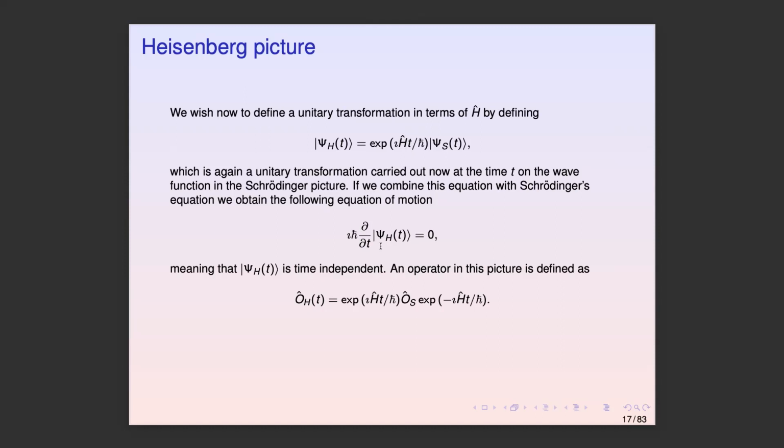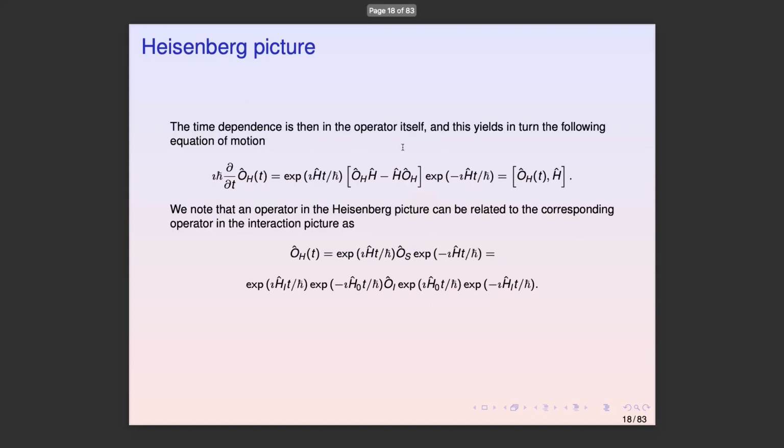So there are different simplifications with the different pictures. So just keep that in mind. And they're all related by a unitary transformation. And then we can calculate the different expectation values.